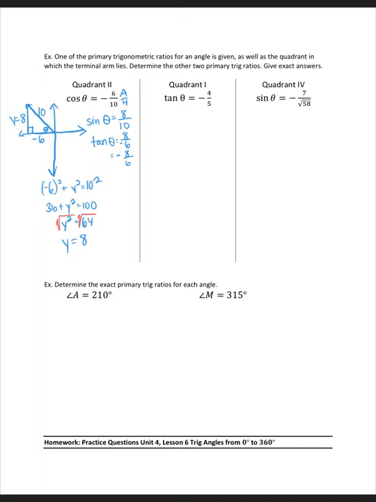So I'm going to draw that second one for you, and then I'd like you guys to continue on with this. This should be a positive 4/5. That's just a typo in the note, so sorry about that. That tangent theta should be a positive 4/5.